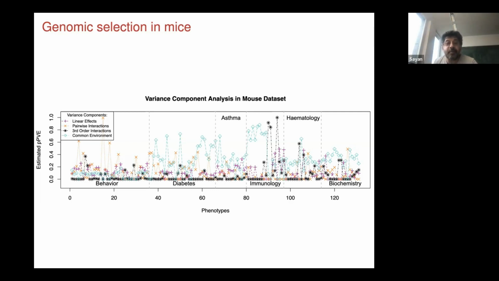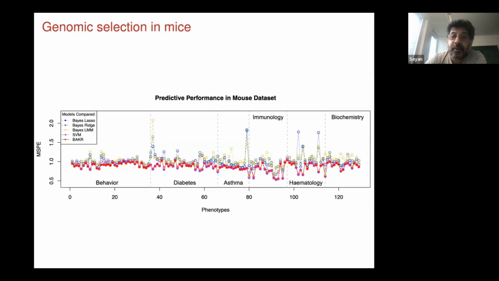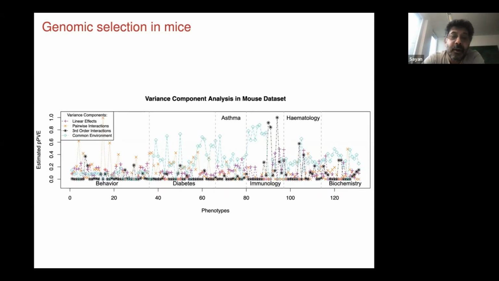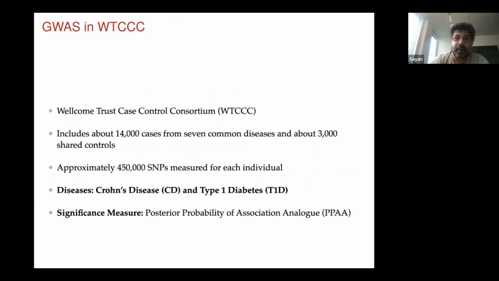And what you see that's very interesting is that, and let me just go back to the previous example, the cases where it really made a difference using these epistatic models is where you have pairwise, third order interactions and common environment. So common environment, especially in diabetes, you see a lot, as well as in asthma and immunology. Now, what was also interesting and somewhat surprising, especially in immunology, is that there were third order effects, right? Which we didn't come in thinking that would be there.